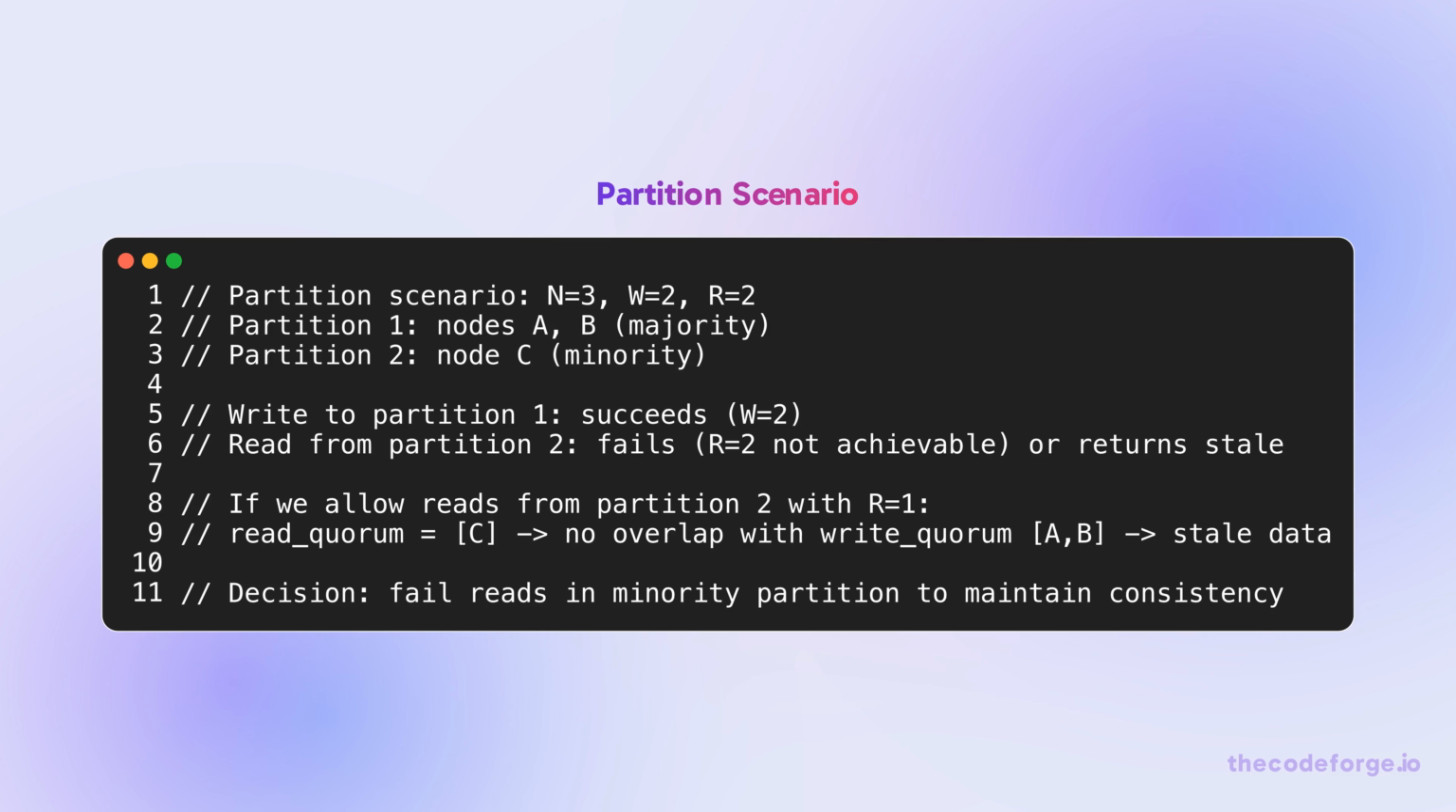In a partition scenario with N equals 3, W equals 2, R equals 2, writes succeed in the majority partition. Reads in the minority partition fail because they can't achieve R equals 2. If you allow reads with R equals 1, you get stale data. The decision is to fail reads to maintain consistency.